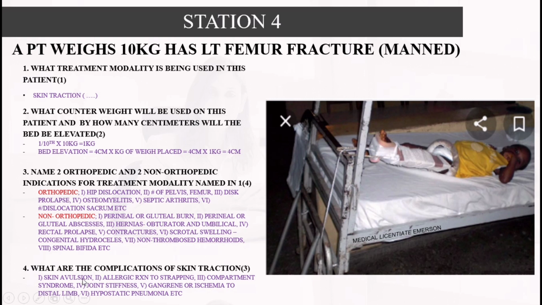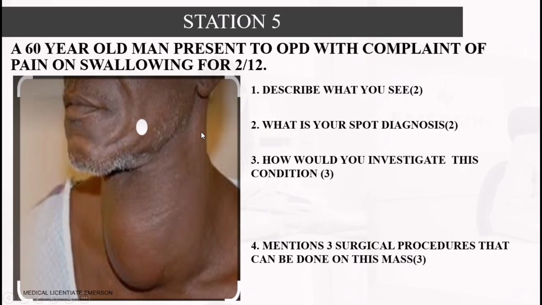So complications of skin traction: we have skin avulsions, allergic reaction to strapping, compartment syndrome, joint stiffness, gangrene or ischemia to the distal limb, and also, most commonly, hypostatic pneumonia. That's one of the complications. So we are done for this station.